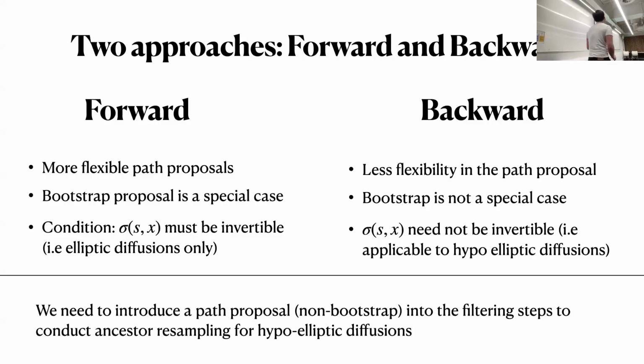Another thing that I might note that's quite interesting is that it might seem quite funny to people that are a bit more familiar with particle-based methods, but it turns out that in order to do this backward sampling, as far as we're aware with these constructions, you actually have to introduce a proposal into the filtering steps in order to do particle-based smoothing, if we have a hypo-elliptic diffusion with this class model.